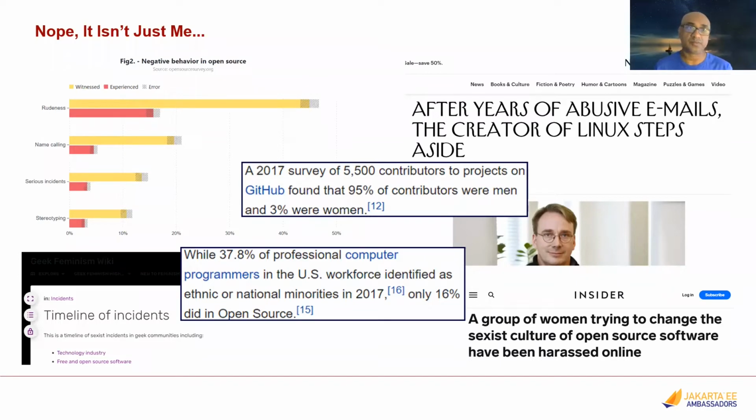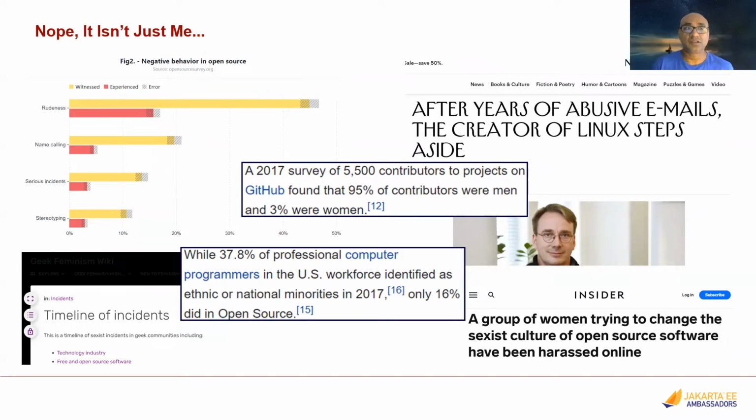So I'll share with you some data here. This is some data gathered by opensourcesurvey.org a few years ago. I believe it's from 2019. So it's not super new data, but it's new enough, right? And basically what they're trying to do is measure the health, the culture of open source in general. So you can take a look at some of this data. Now I'm talking about the data that says negative behavior in open source, that particular diagram.